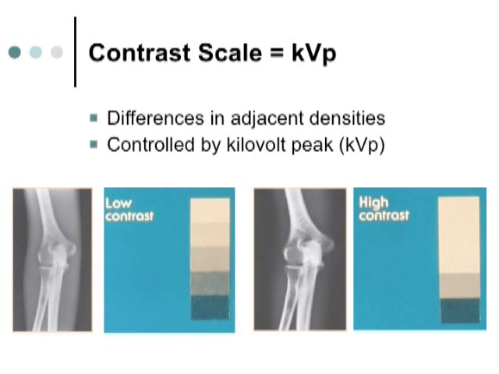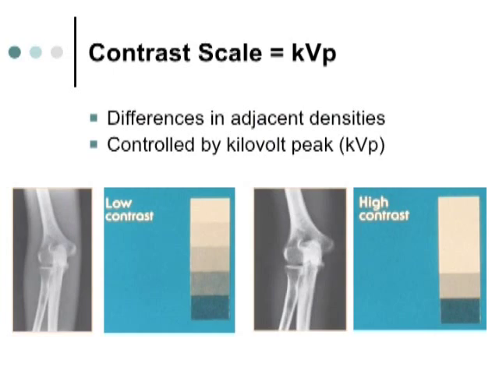Okay, so KVP controls our contrast, and this is considered to be high contrast, black and white, or a short scale, and this is low contrast, gray. Okay, so with high contrast, am I using high or low KVP to get high contrast? Low. Low KVP. Why? The lower the KVP, the more X-ray the patient can absorb. The higher the KVP, the shorter the wavelengths, the higher the energy, the more X-ray goes through the patient.